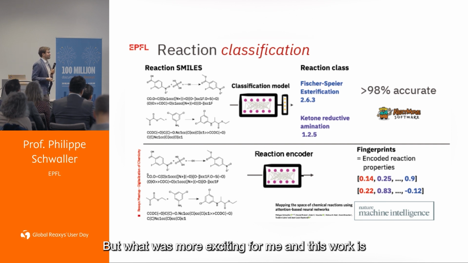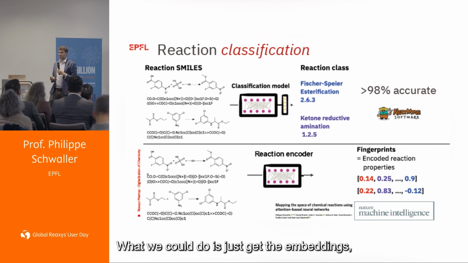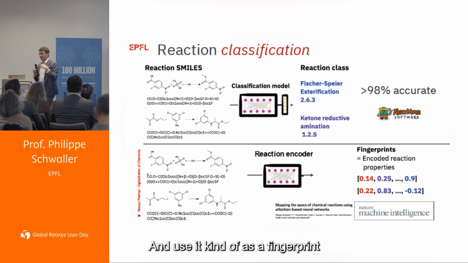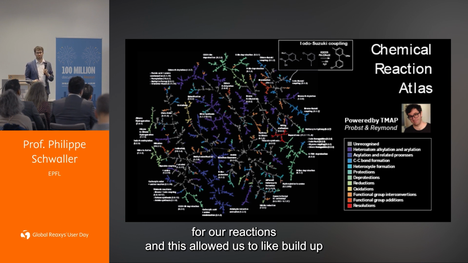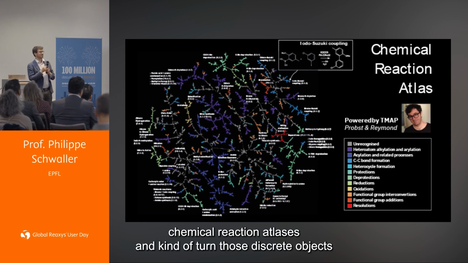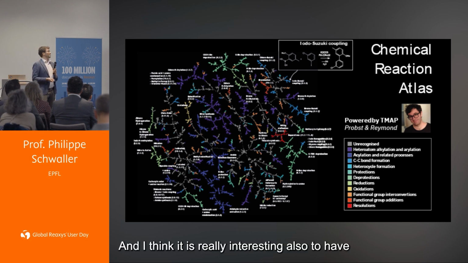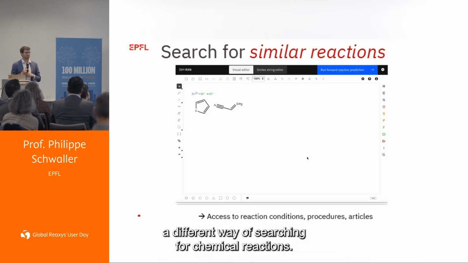But what was more exciting for me in this work is that if we cut away this yellow part, the last classification model, we could just get the embeddings, the vectors out of this encoder part, and use them as a fingerprint for our reactions. This allowed us to build up chemical reaction atlases and turn those discrete objects that you have in chemical reactions into a continuous vector. And I think this is really interesting also to have a different way of searching for chemical reactions.